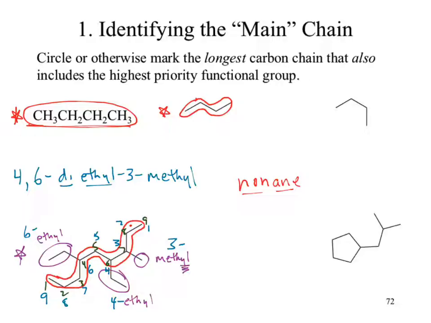Do I need a dash? No, it's letter to letter. I don't need anything, and then nonane. Notice with how I process it, there's lots of spaces and things all over the place. Officially, there are no spaces there. We'd have to delete those. I think there's a cut and paste option here, but I don't know where it is. We'd have to cross that out and run it all together. And we end up with 4,6-diethyl-3-methylnonane. And that is now the name.